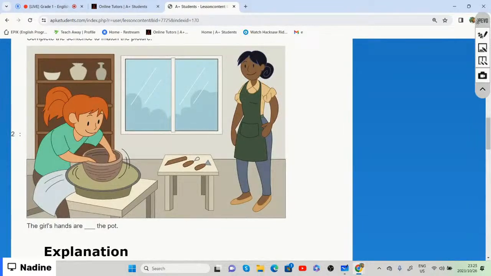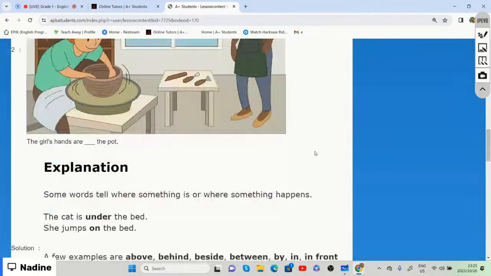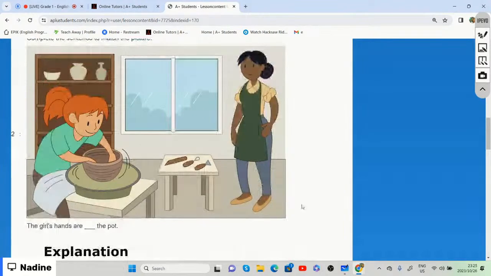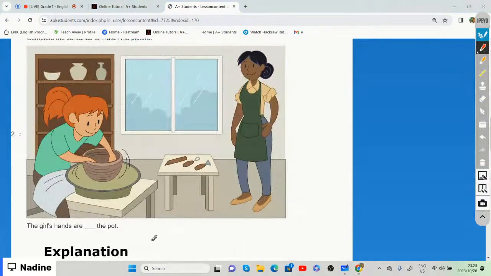All right. So if we look at this picture, the girl's hands are in the pot. So we say the girl's hands are inside. It's inside the pot. And yes, inside is correct.